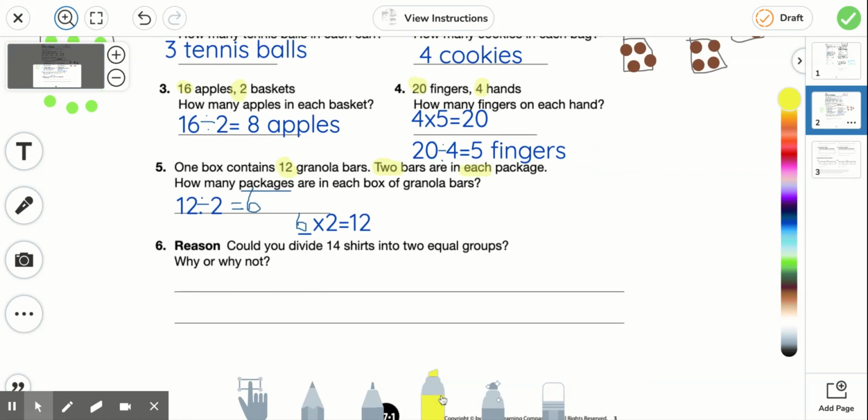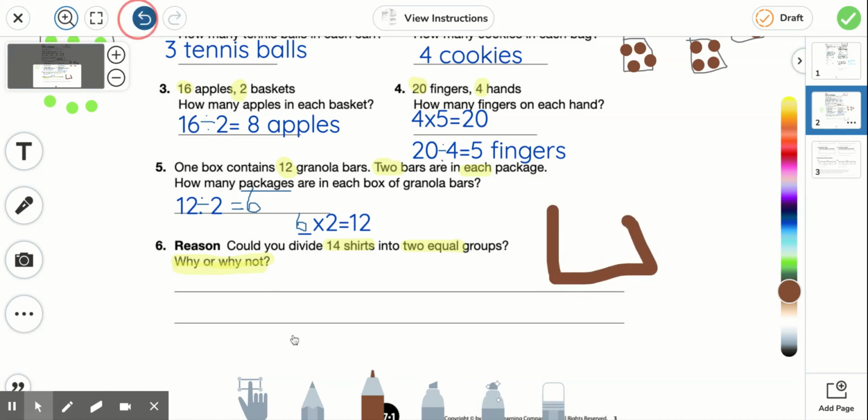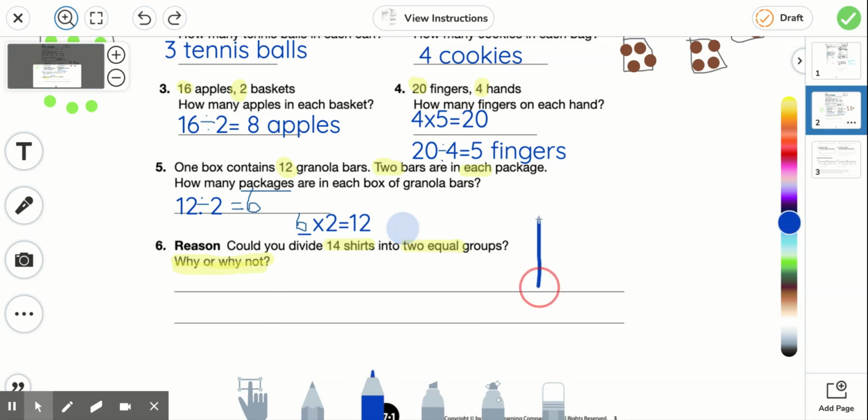All right. Could you divide 14 shirts into 2 equal groups? Why or why not? So if I've got 14 shirts and I need to put them into 2 groups. So here is one group. Oops. That was way too big. Here we go. Let's try again. Here is one group.